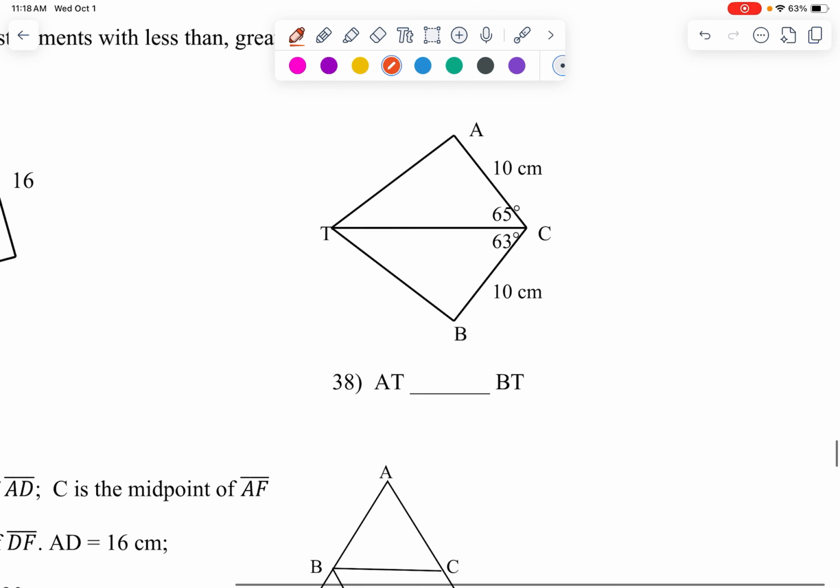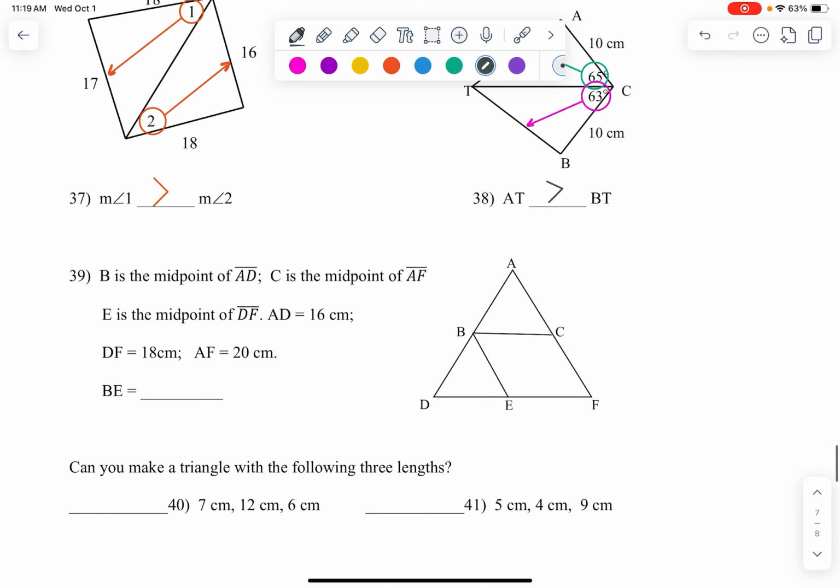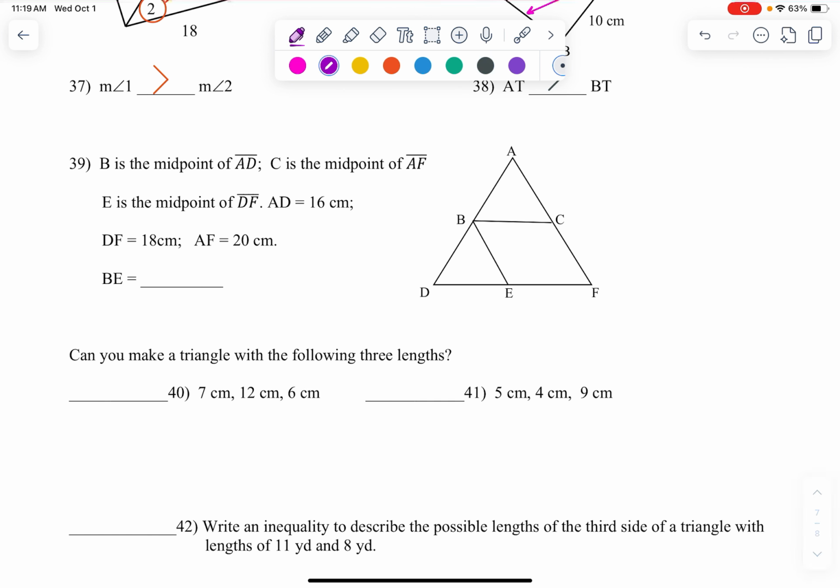Same thing over here, just with the opposite concept. We're looking for side lengths, so the length of AT. AT is being created using the 65-degree angle, and BT is being created by the 63-degree angle. And clearly 65 is greater than 63, which means AT must be longer. Okay, hinge theorem.